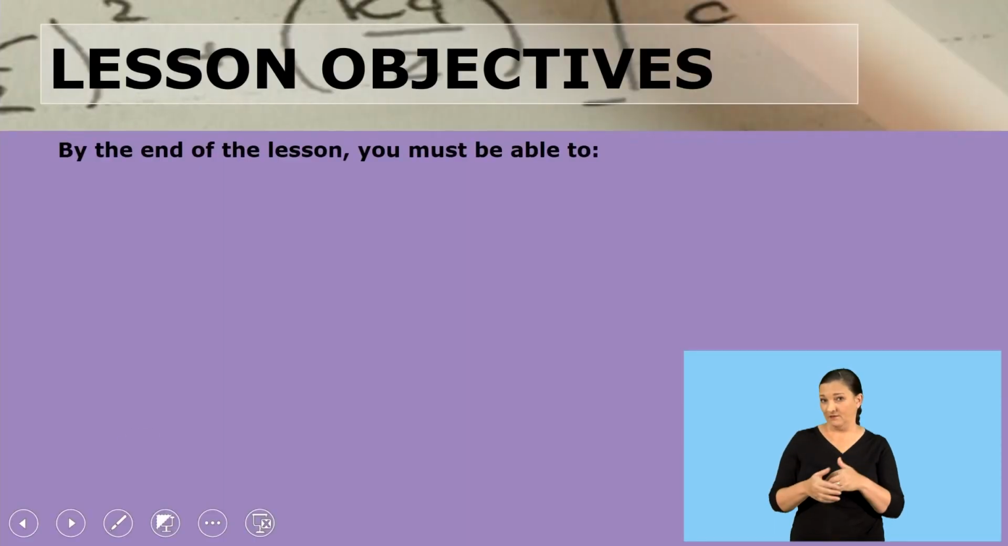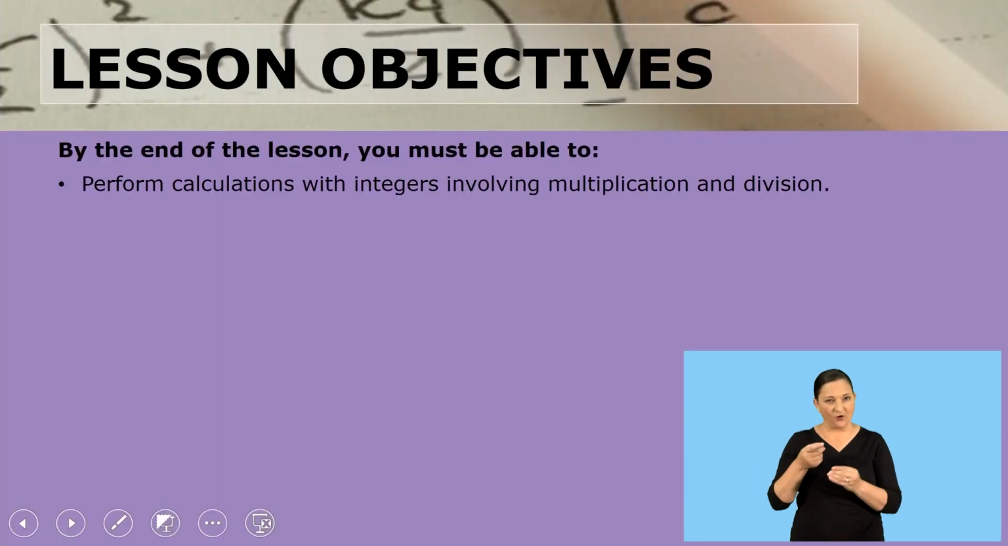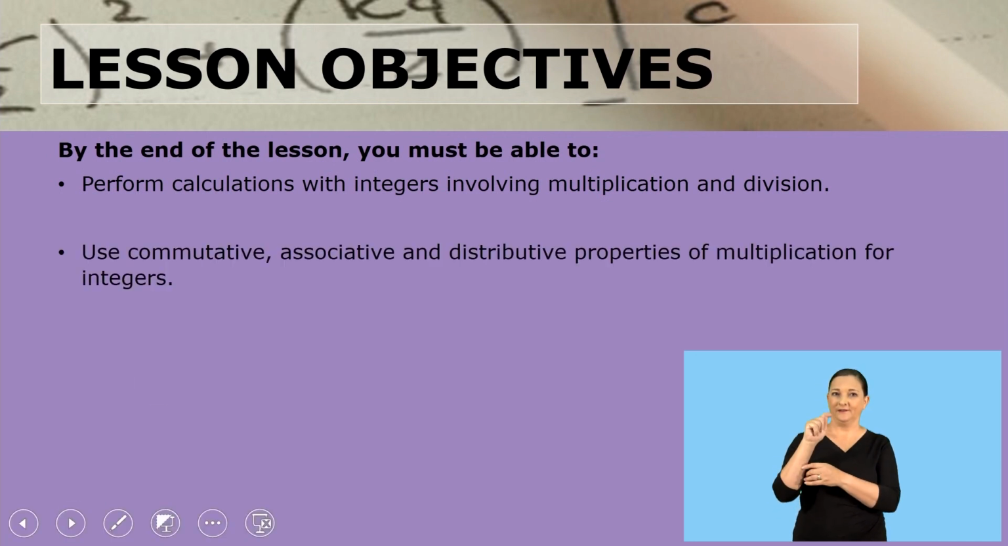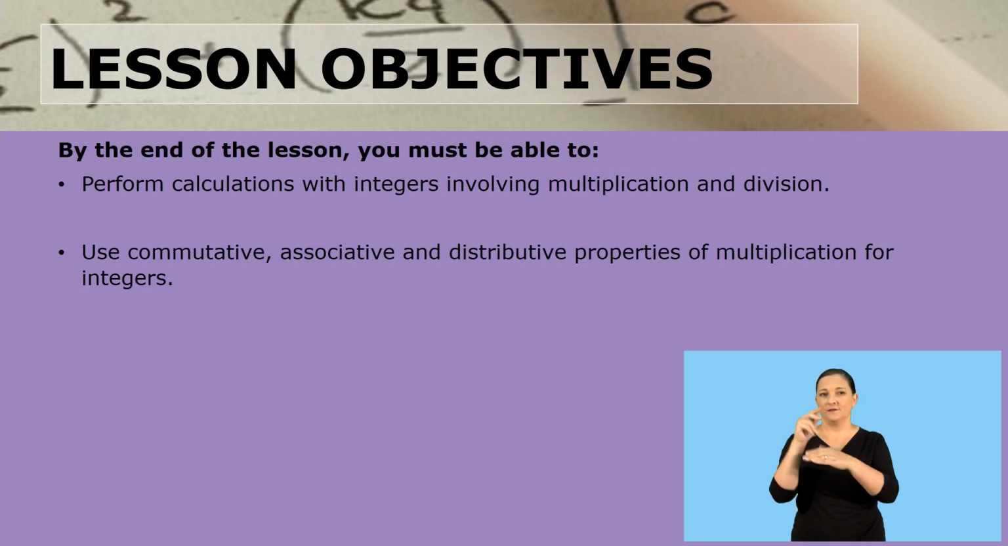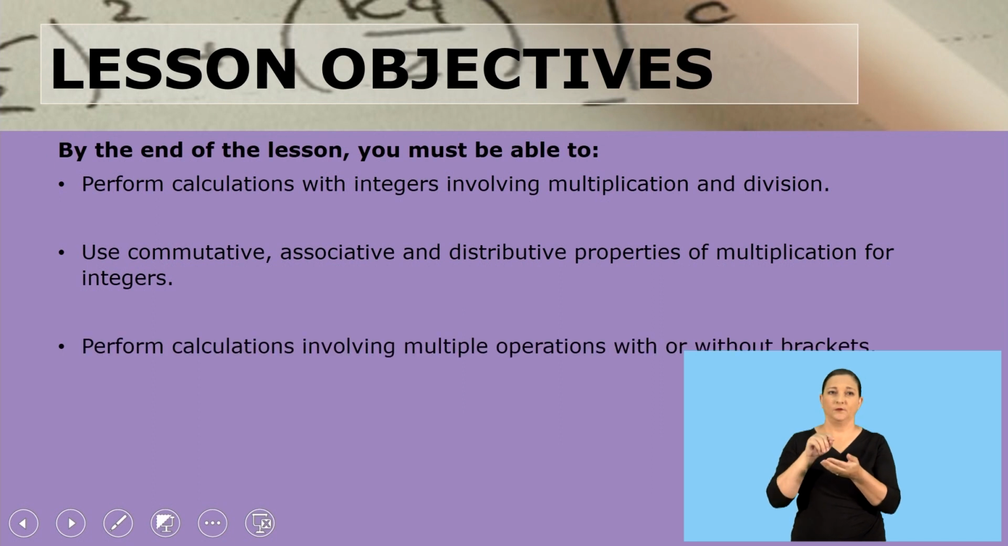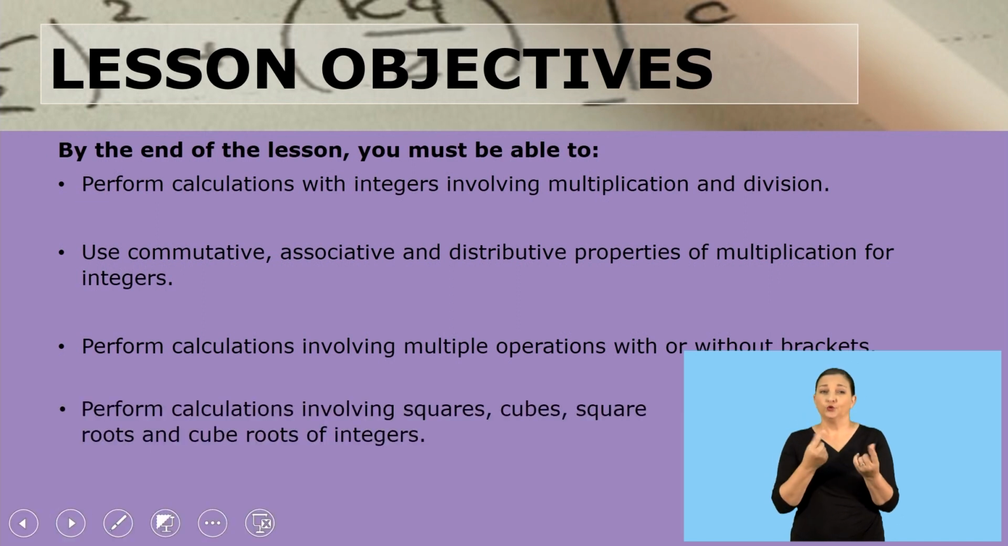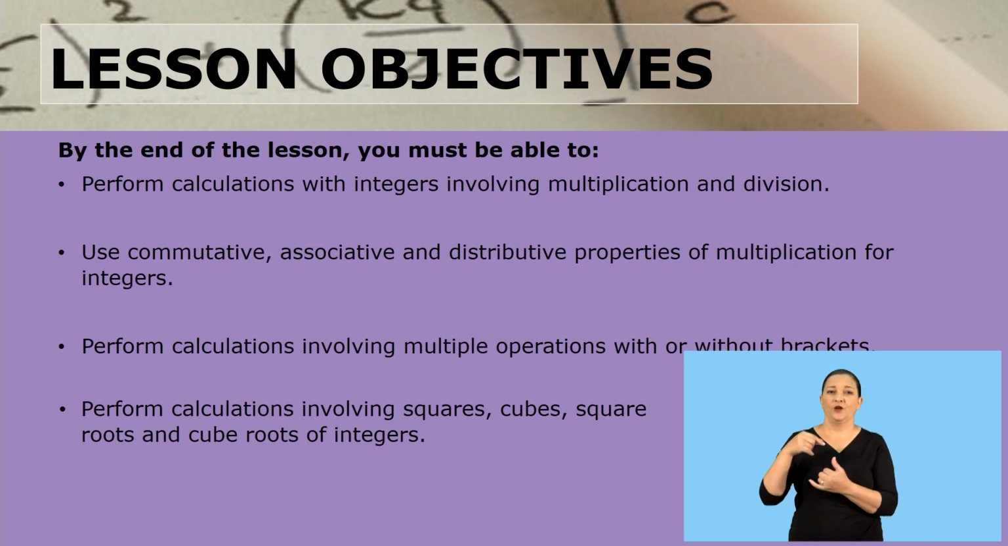So let's start off our lesson with our lesson objectives. By the end of this lesson, you must be able to perform calculations with integers involving multiplication and division, use commutative, associative, and distributive properties of multiplication for integers, perform calculations involving multiple operations with or without brackets, and lastly, perform calculations involving squares, cubes, square roots, and cube roots of integers.